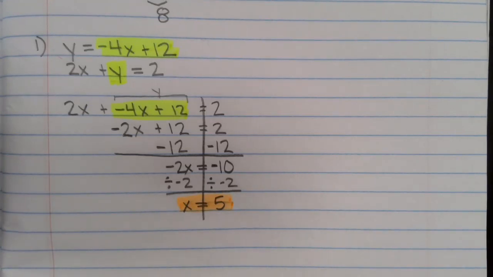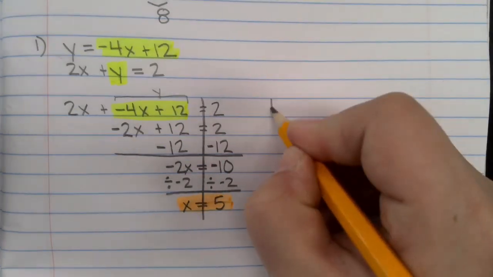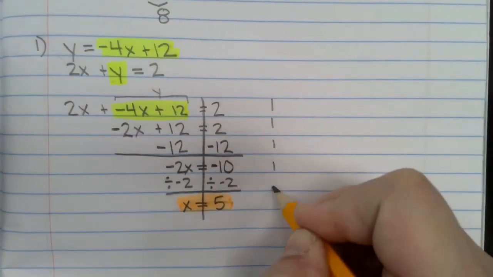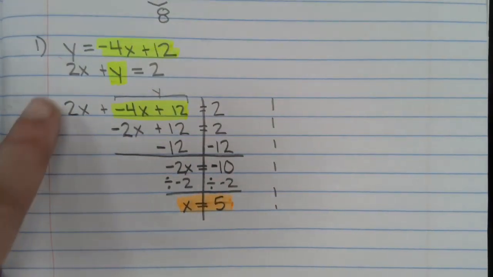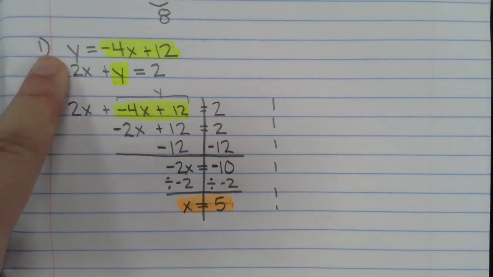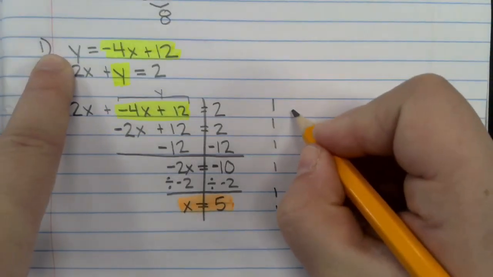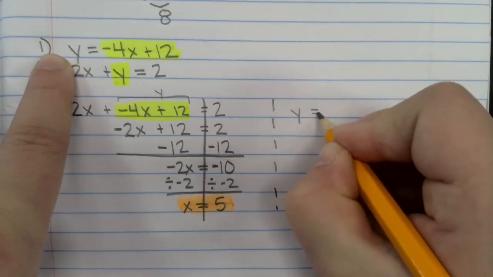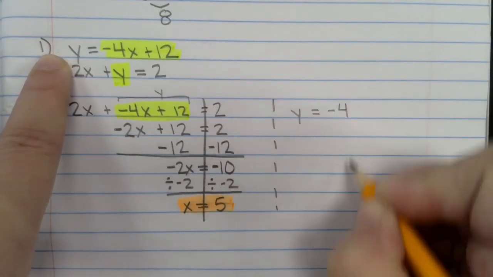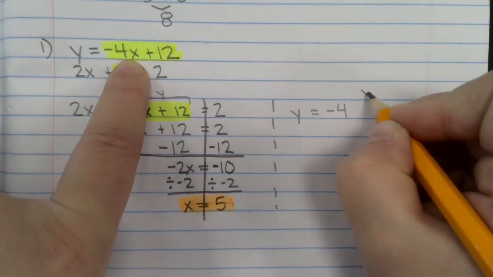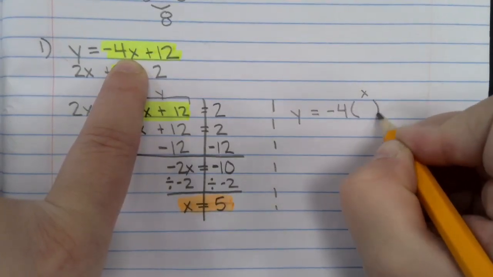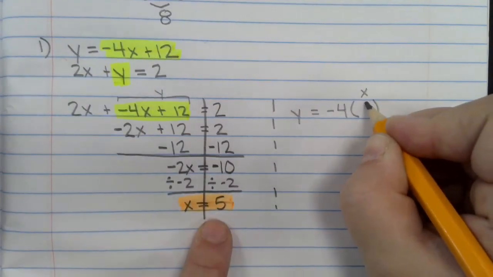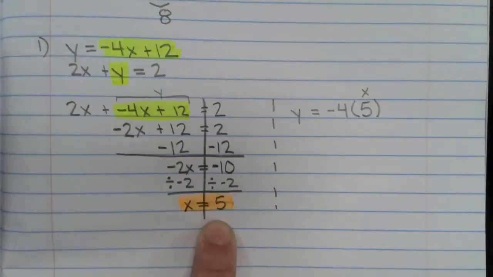Do solutions look like just one number? No, remember a solution yesterday was like an ordered pair. We need an x and we need a y. So now we're going to take that x and we're going to take this other equation that we already wrote, this y equals negative 4x plus 12. Instead of x, what did we just find out x is? 5. We can substitute again.